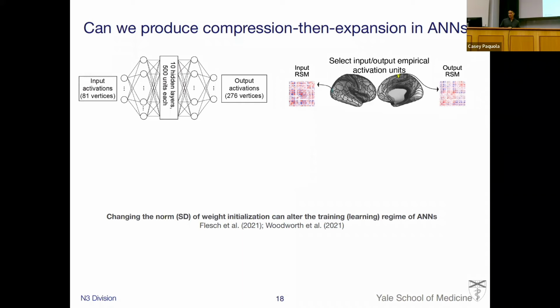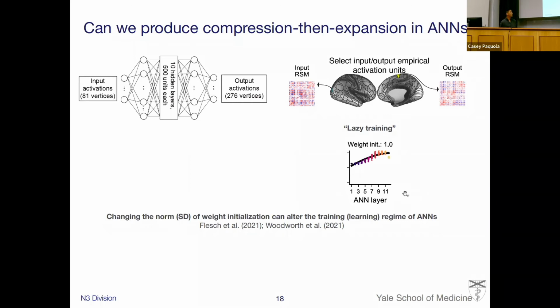And without getting into too many details, you can push ANNs into different learning regimes by just tweaking hyperparameters at initialization. If you just take off-the-shelf parameters from any package like PyTorch or TensorFlow, we'll call this the so-called lazy training regime, and you get this expansion and compression of dimensionality of representation. So this is dimensionality on the y-axis in the plot here, and layer depth on the x-axis.